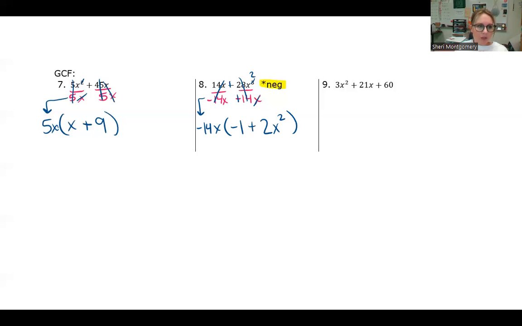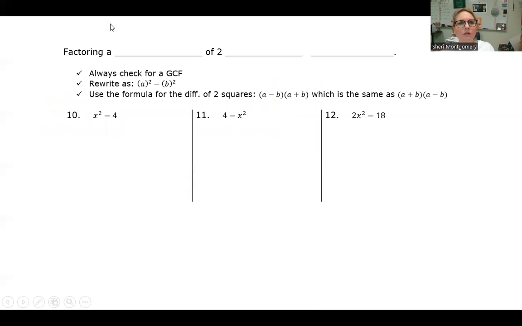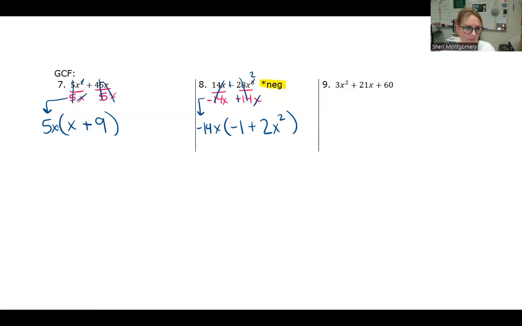There is a way that you can always check your work. To check your work, what you could always do is distribute. You would take this and distribute it into both pieces and you could check your work. You should end up with what you started with. So this is just factoring out a GCF. The last one.